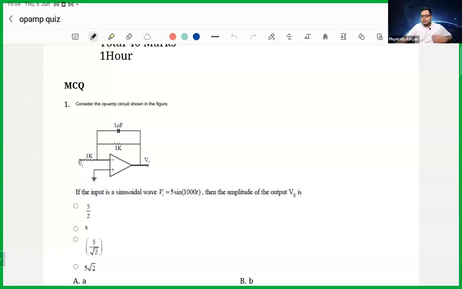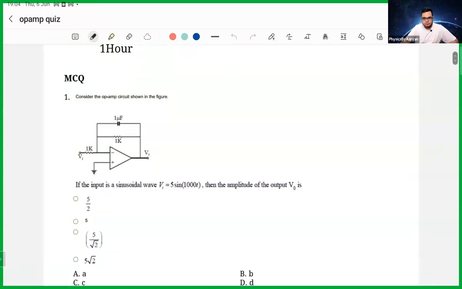So welcome everyone, and today we have one fixed motive in our mind: we are going to solve OPAMP quiz questions. There are 20 questions, and we are going to do it selectively. The questions which are new for us, we will do those. Okay, so let's begin with our first problem.